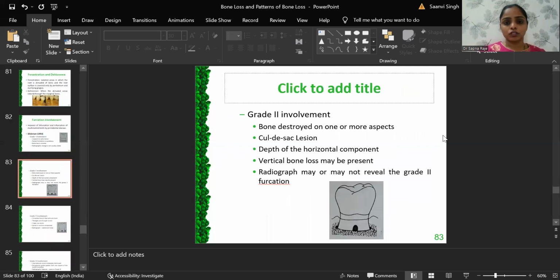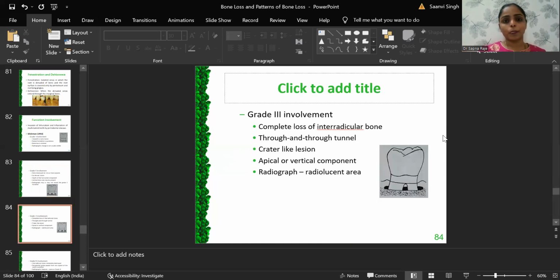Grade 2 involvement: bone is destroyed on one or more aspects, a cul-de-sac lesion, with depth of the horizontal component varying. Vertical bone loss may be present, and the radiograph may or may not reveal the grade 2 furcation.